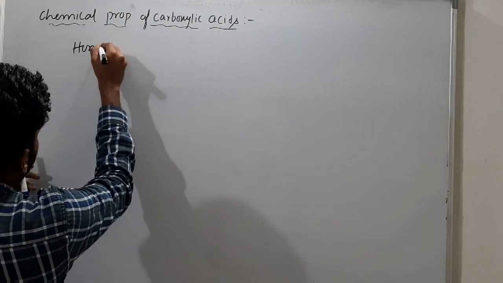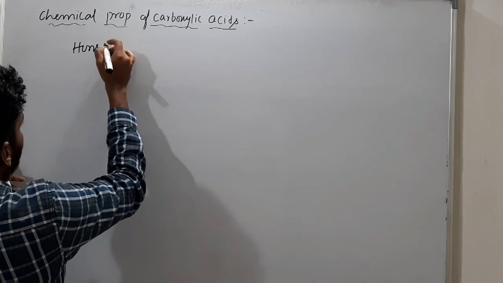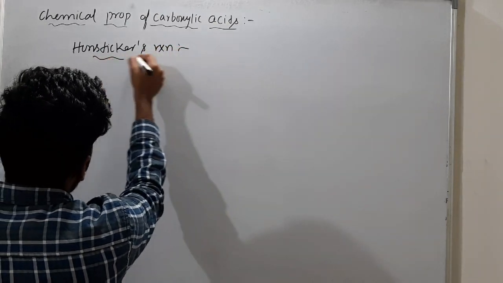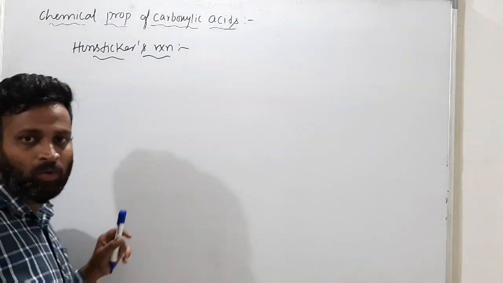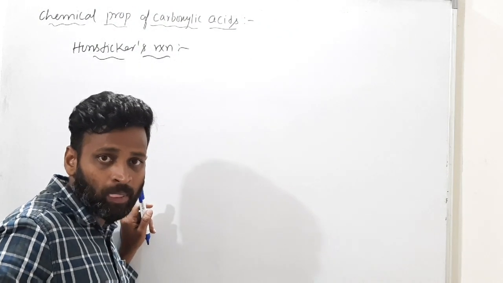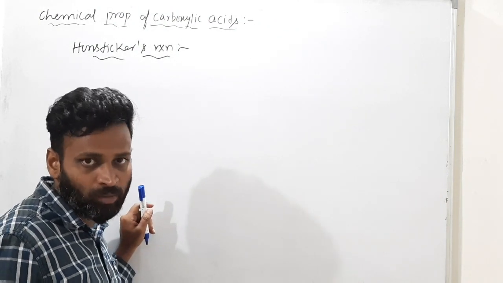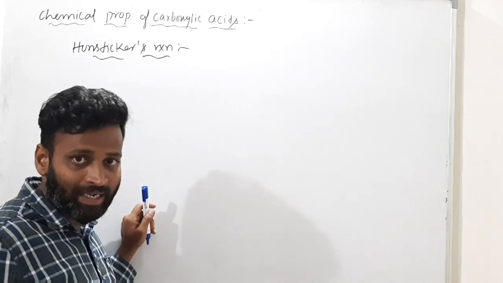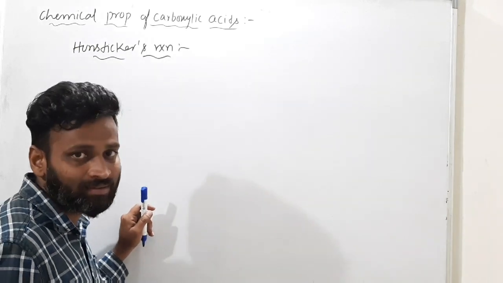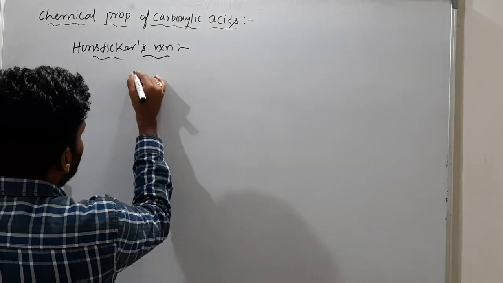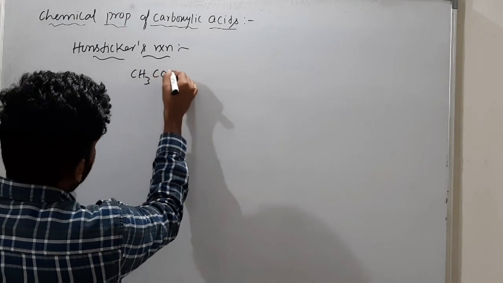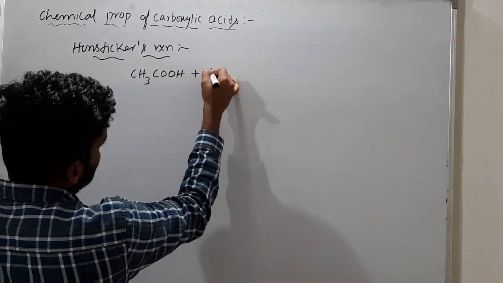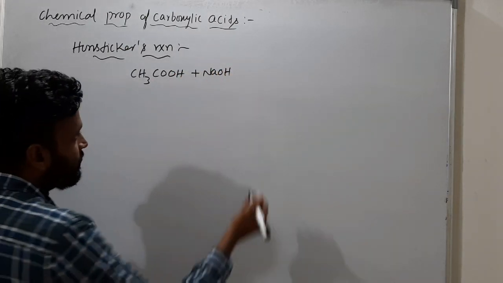We discussed the Hunsdiecker reaction. Do you remember? What is the Hunsdiecker reaction? The silver salt of a carboxylic acid, on treating with chlorine or bromine, gives alkyl halides. If you take I2 and heating, then what do you have? Ester. Forgot? I will just remind you. See this, CH3COOH, when it reacts with sodium hydroxide, what happens?